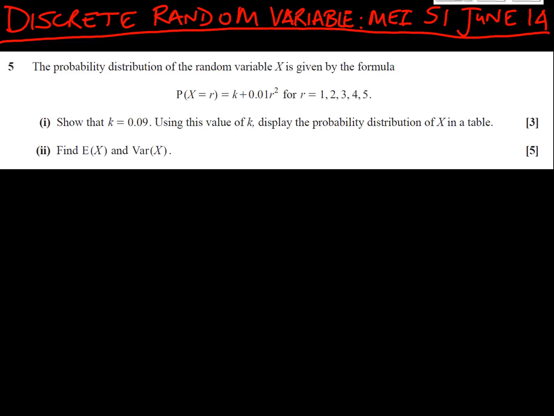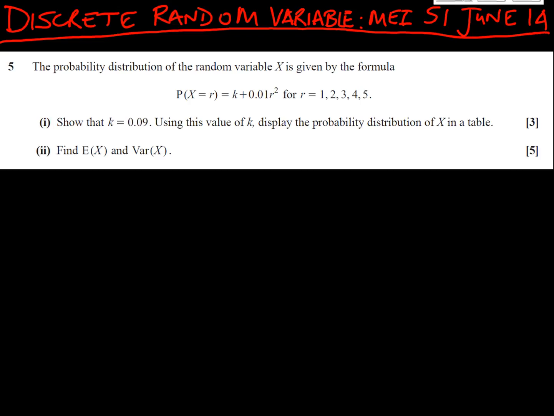Hello, this is a demonstration of a discrete random variable question for the MEI S1 syllabus, and I'm going to use the June 2014 question 5 as an example. These questions all take a very similar form in that the first part is to work out a probability or a value of k, and the second part is just to find your expected value and your variance, which you can use our tables for.